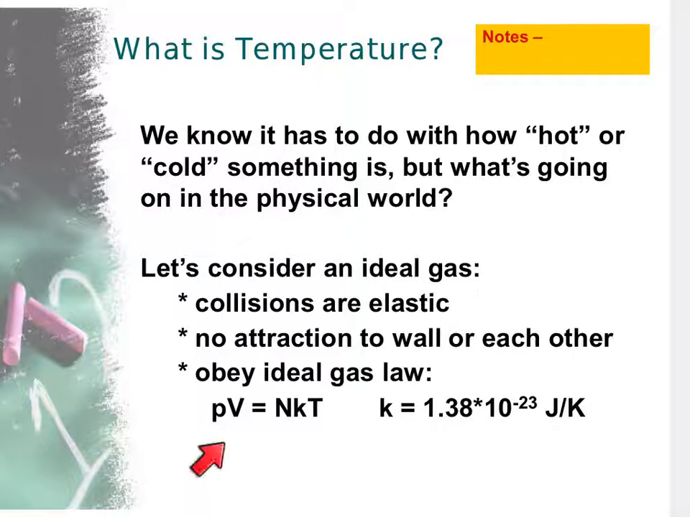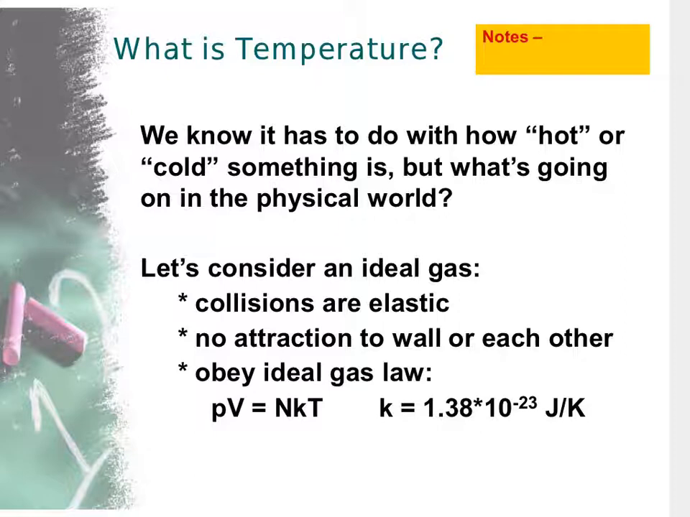Maybe you learned PV equals nRT, with a little n, a big R, and then capital T, which stands for temperature. I'm going to use this form of the ideal gas law because it's going to make a lot more sense for how I'm going to relate temperature with something going on in the physical world.